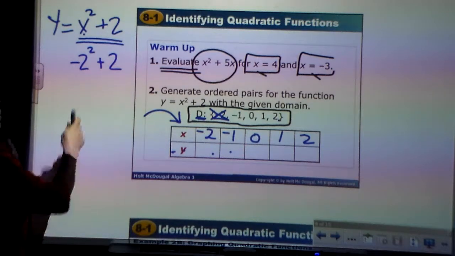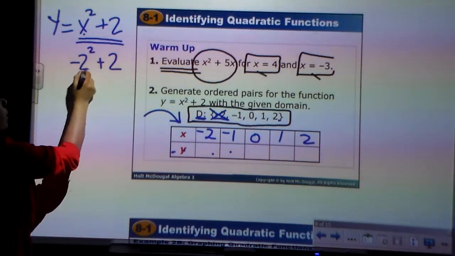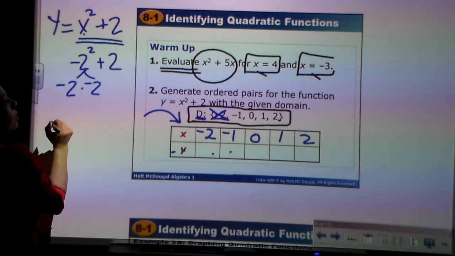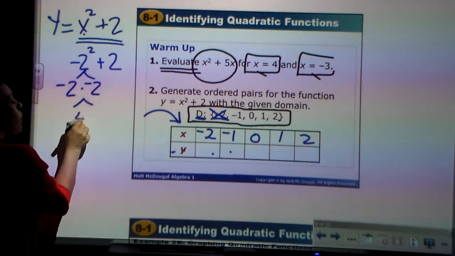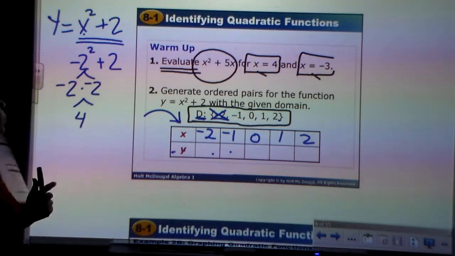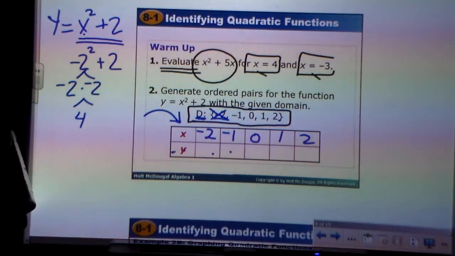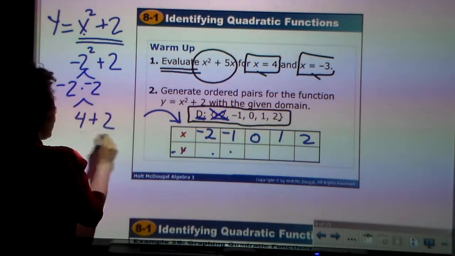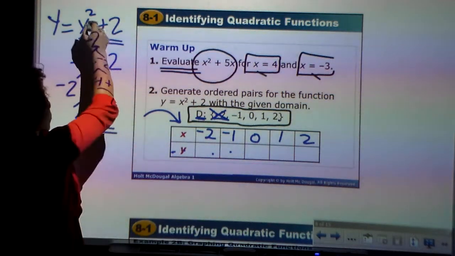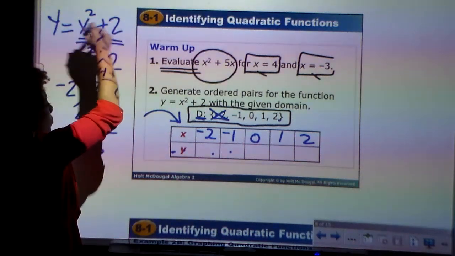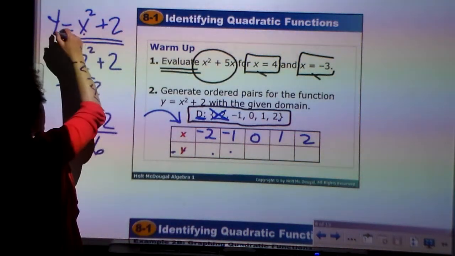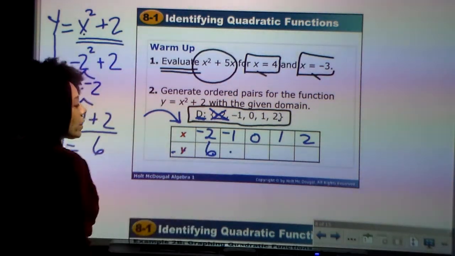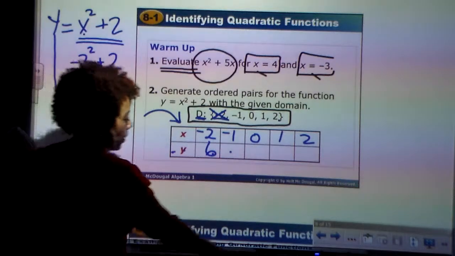Now we have to do the work. Remember, we just saw a problem like this where -2 squared means -2 times -2. -2 times -2 is +4. Remember, the product of two negatives or same sign is positive. Bring down here my plus 2, and that equals 6. So when x squared plus 2 and x is -2, your corresponding y value is 6. So I would put 6 right there in that box. That's how I would do that problem.